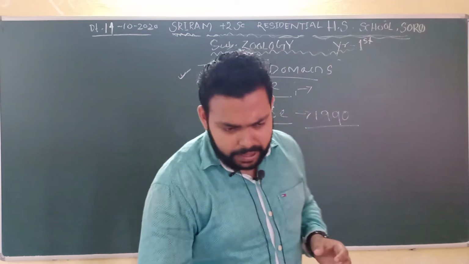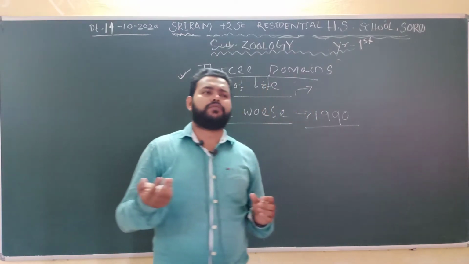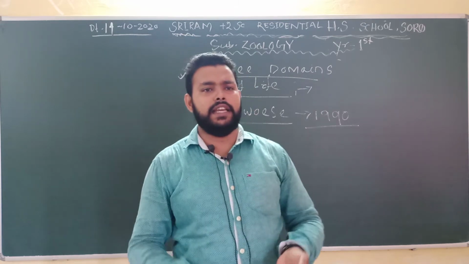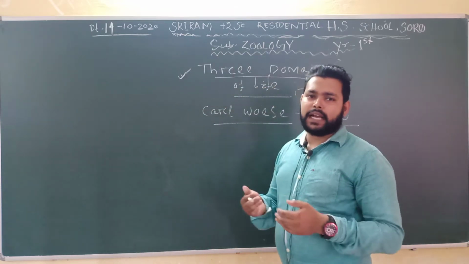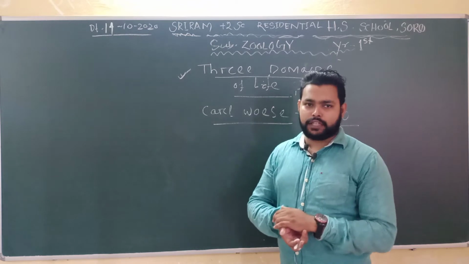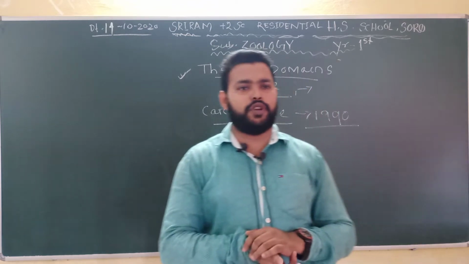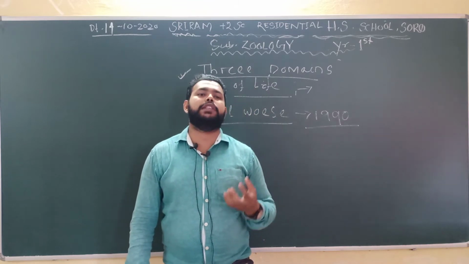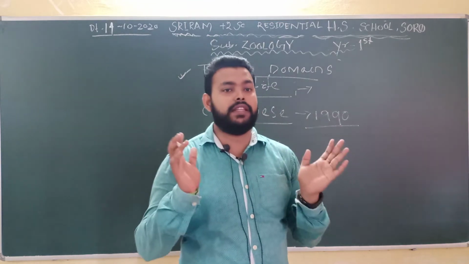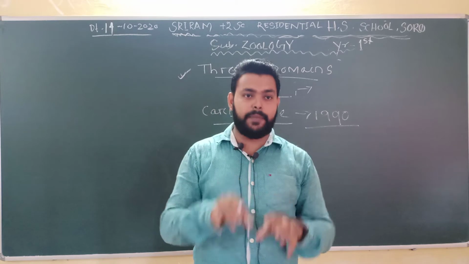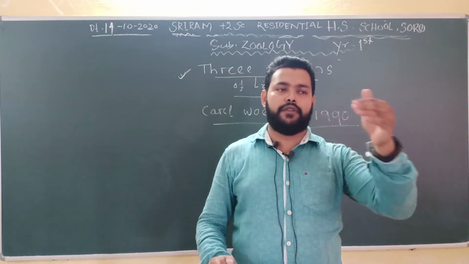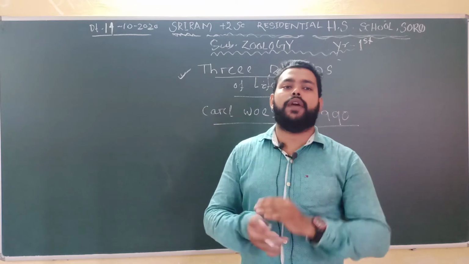So if I ask you, what is the meaning of taxonomical hierarchy? You can easily say that only seven taxa are included under the taxonomical hierarchy, starting from kingdom, phylum, then class, order, family, genus, and species. By using these seven taxa, we can easily classify all the living organisms from the higher category to the lower category.